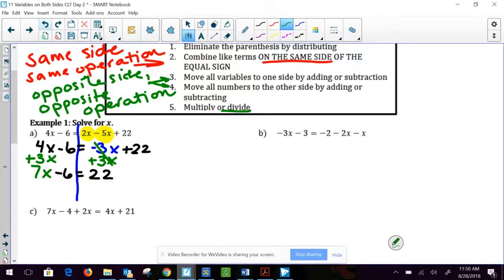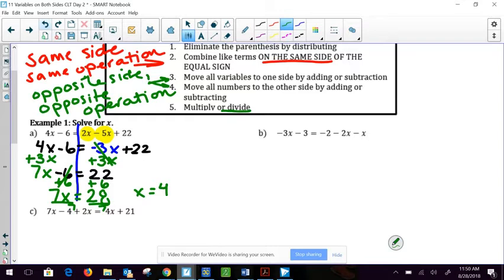What is the opposite of a negative 6? It is a positive 6, so plus 6 to both sides. So I end up with 7x is equal to 28. My final step says I need to multiply or divide. In this case, I'm going to divide both sides by 7. So I get x is equal to, you guessed it, 4. Great job on that problem. Let's look at letter B.